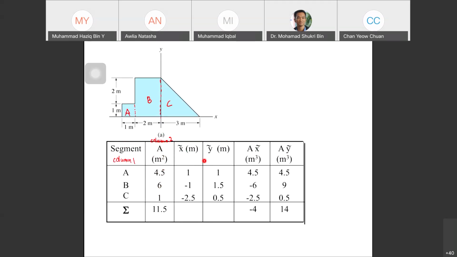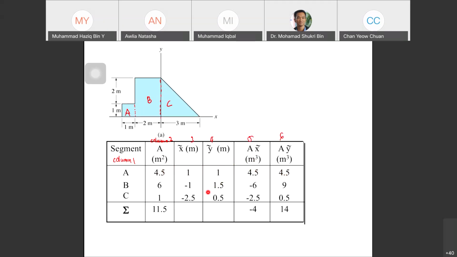Column number 3, compute the centroid for each shape. Column number 1, 2, 3, 4, 5. Column number 5, we just multiply: A times x bar and A times y bar. So we go one by one.